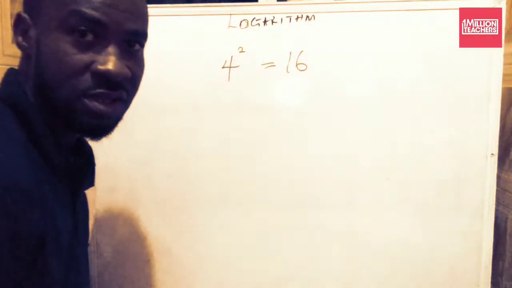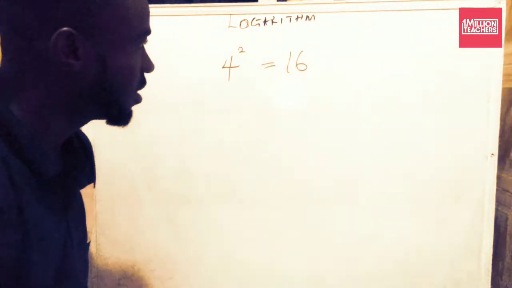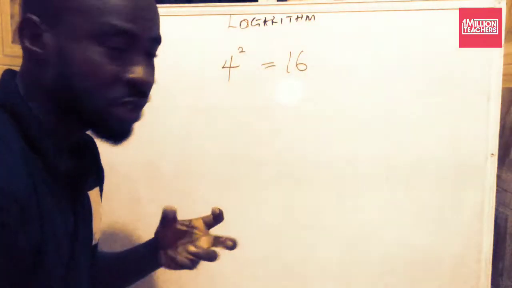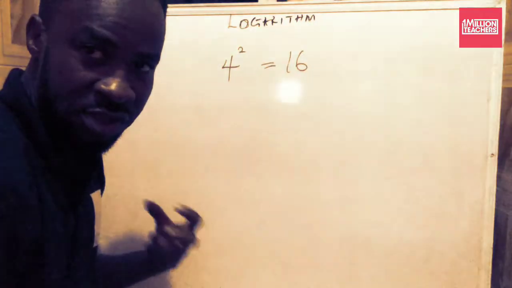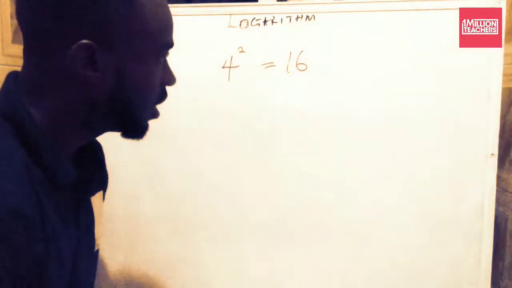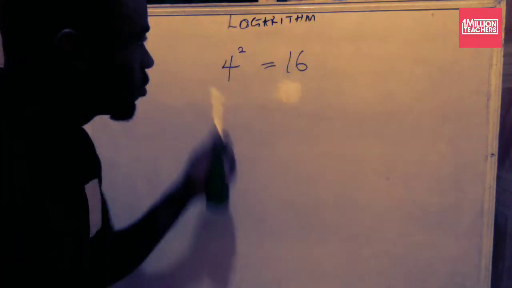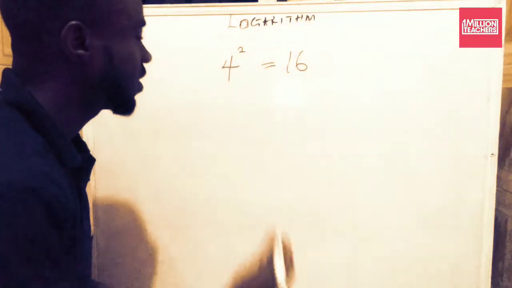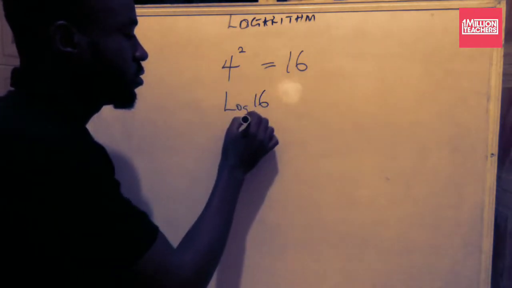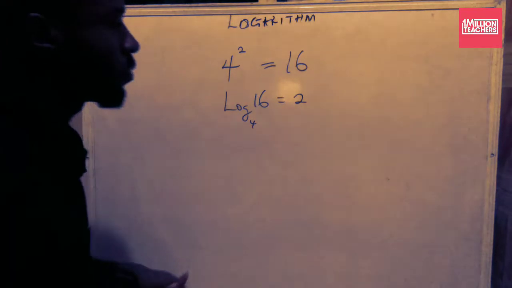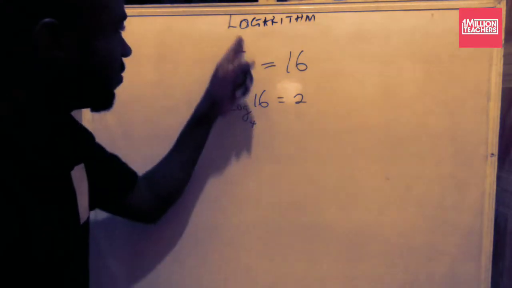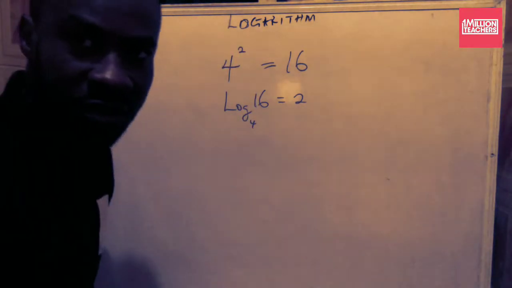This falls under indices. But what logarithm tries to tell us is that it defines this power for us. So logarithm tells us about the index that a particular number, which is called the base, will be raised to give us the argument, which is the number. So to write this in a logarithmic form, all I have to write is logarithm of 16 to the base 4 is equal to 2. So the logarithm of a number to a particular base defines the index.